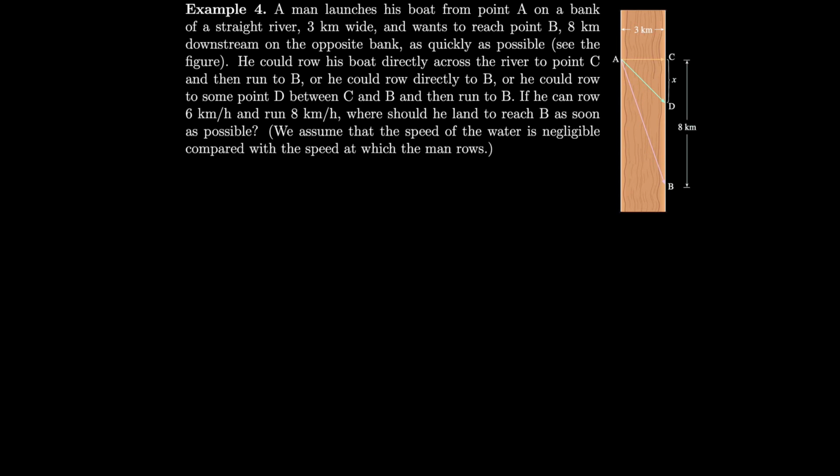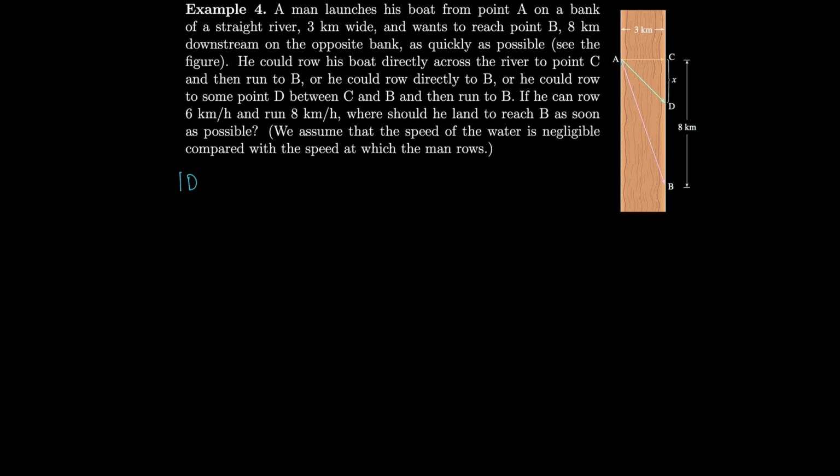So you might say he can run at 8 kilometers an hour. Why doesn't he just go straight over here and then run the entire rest of the way? Well, he saves a lot of distance if he goes diagonally. The issue is that by saving that distance, it costs him speed, because he can't row as fast as he can run. So it makes sense there should be some sweet spot where he minimizes his time between rowing and running. So let's take a look at the distance between D and B.